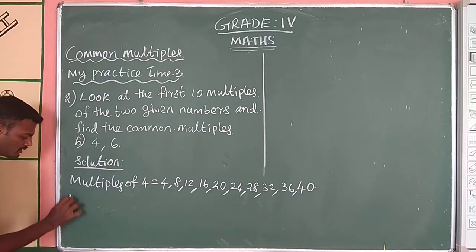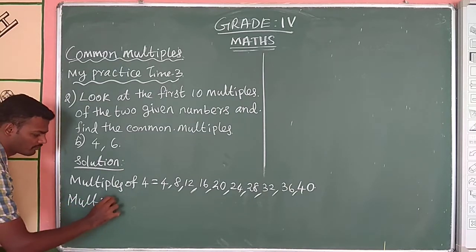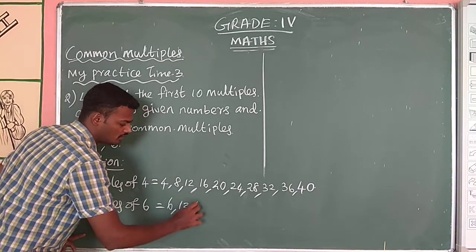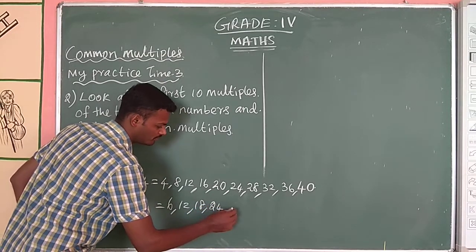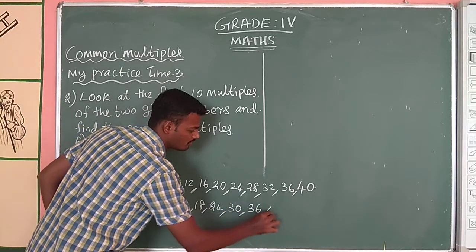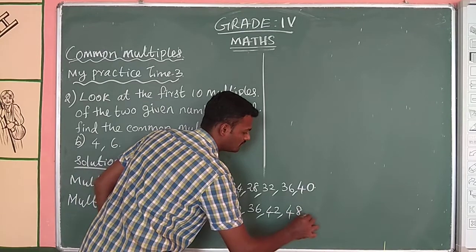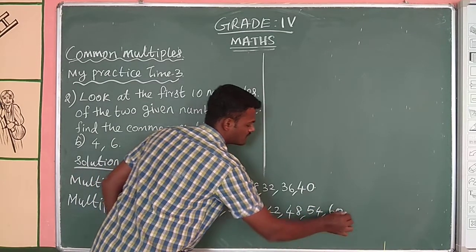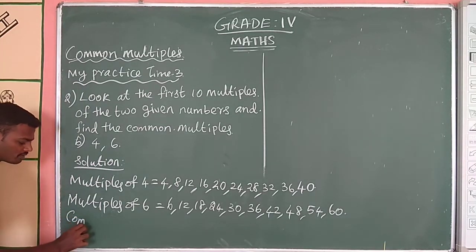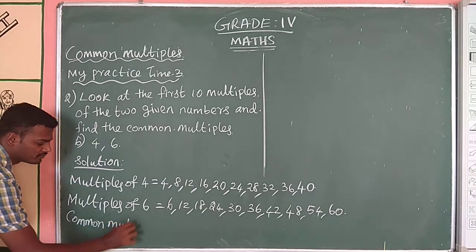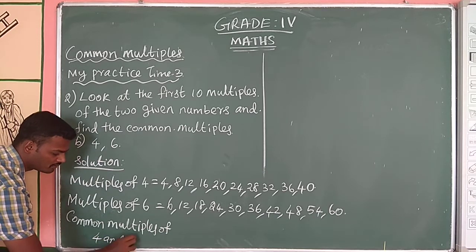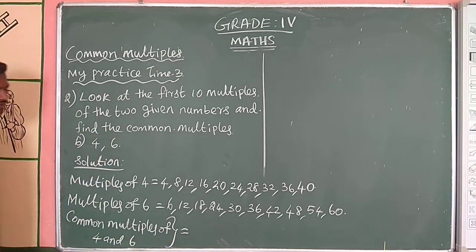Next, first 10 multiples of 6: 6, 12, 18, 24, 30, 36, 42, 48, 54, 60. Next we find the common multiples of 4 and 6.